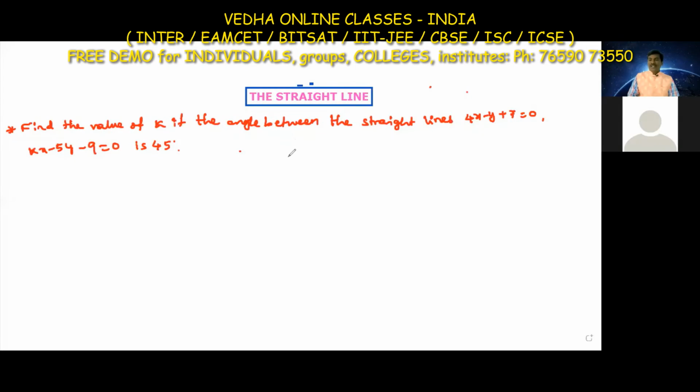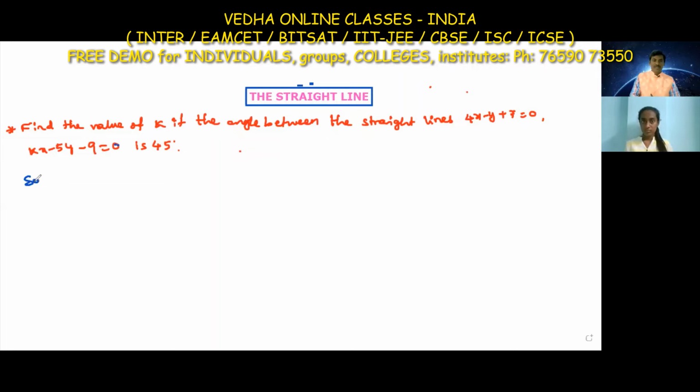Okay, so straight lines, most important short answer questions, 4 marks questions. Now we are going to solve here one of the most important 4 marks short answer questions. Given that, find the value of k if the angle between the straight lines 4x minus y plus 7 equals 0 and kx minus 5y minus 9 equals 0 is 45 degrees.